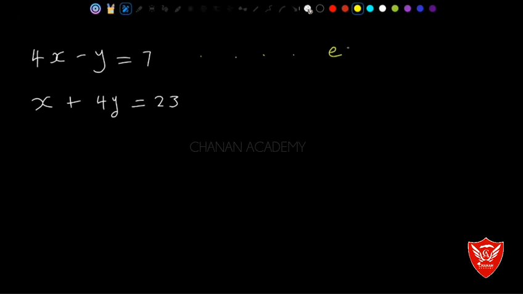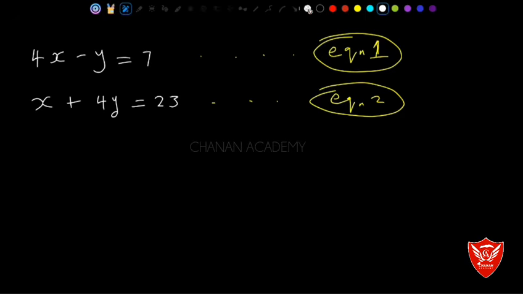Now, suppose we have 4x minus y equals 7, and then we also have x plus 4y equal 23. Now remember, the first thing we need to do is to label each of the equations. You can decide to call either equation 1 and the other equation 2. But mine, I'll call this equation 1 and I'll call this equation 2. And also you can choose which of the variables you want to make the subject, and from which equation you want to make it.